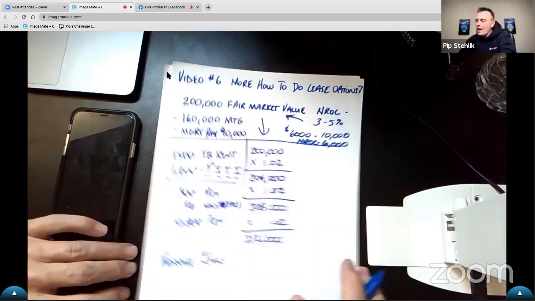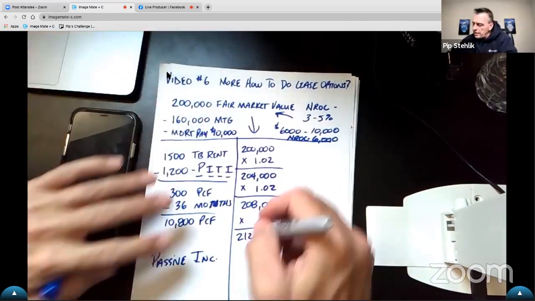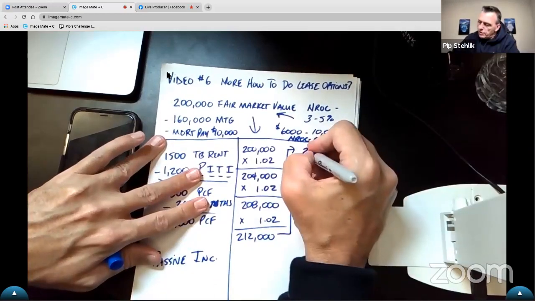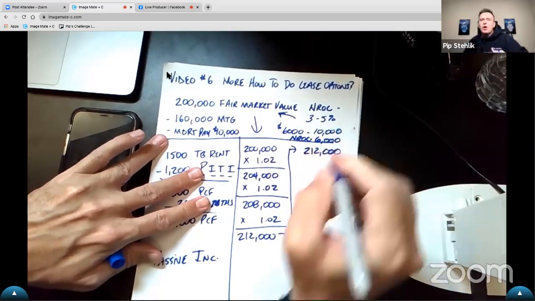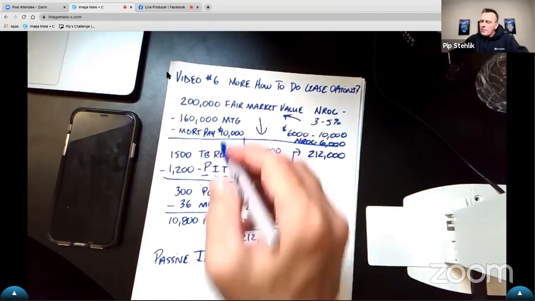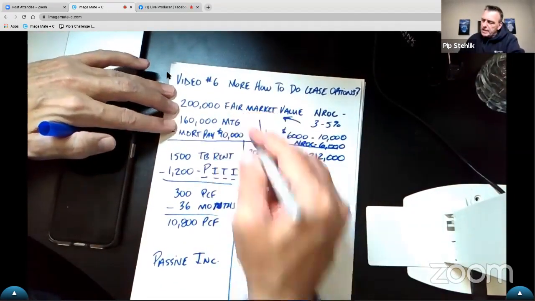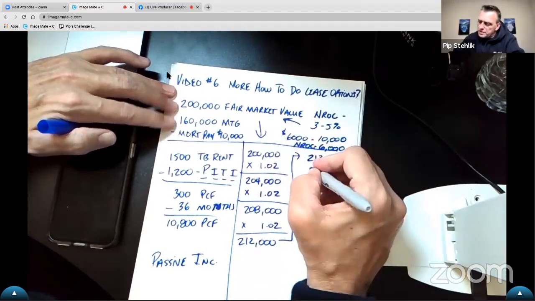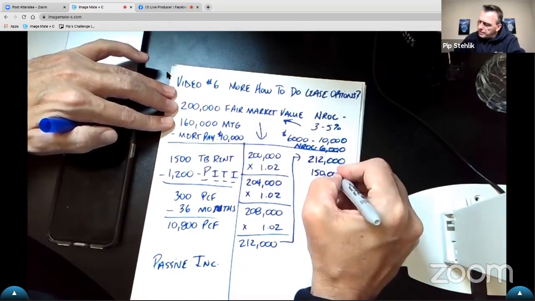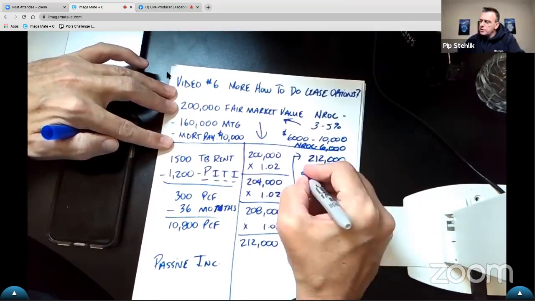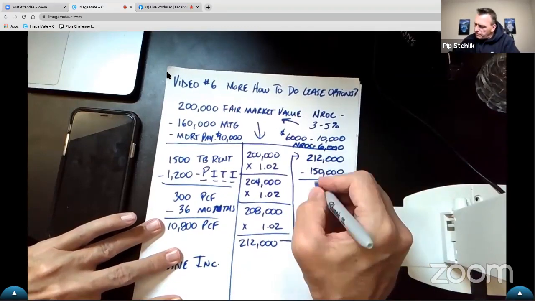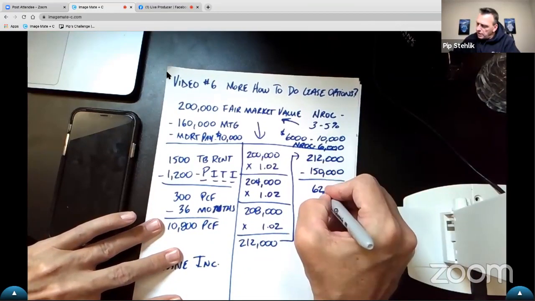So why is that important? At the end of 3 years, we are going to sell them the property for $212,000. How much do we owe on the property at the end of that 3 years? 160 minus 10,000, or $150,000. So if you take 212 minus 150, that's $62,000.